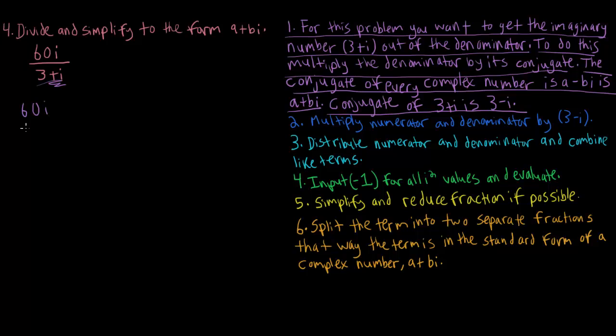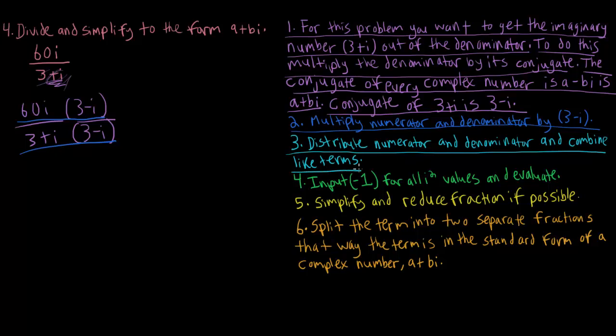So 60i over 3 plus i, to get rid of this complex number in the denominator, we need to multiply the numerator by the conjugate, 3 minus i, and also the denominator by the conjugate, 3 minus i. And that's also kind of step 2, is to multiply these items. And then going to step 3, distribute the numerator and denominator and combine like terms.